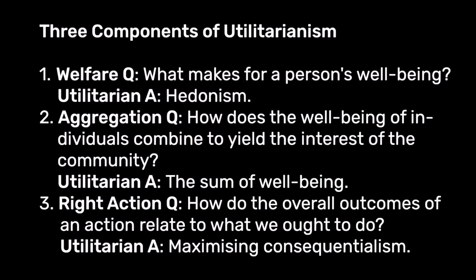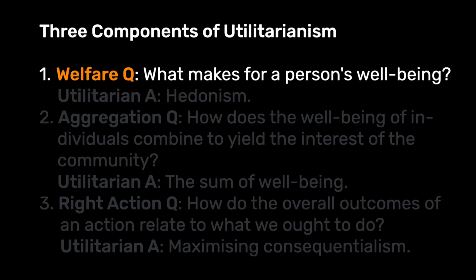And there are many philosophers who will believe some of these components, but not others. So here are three questions that are logically distinct from each other. The first question is the question of well-being. So this is the question of what makes it the case that a person's life goes well for that person to the extent that it does go well for her? What makes for well-being for an individual? Here, the utilitarian characteristically gives the answer that hedonism is the correct account of individual well-being. That is to say, pleasures and pains, happiness and unhappiness are the only thing that matter for the well-being of an individual. So that's component one.